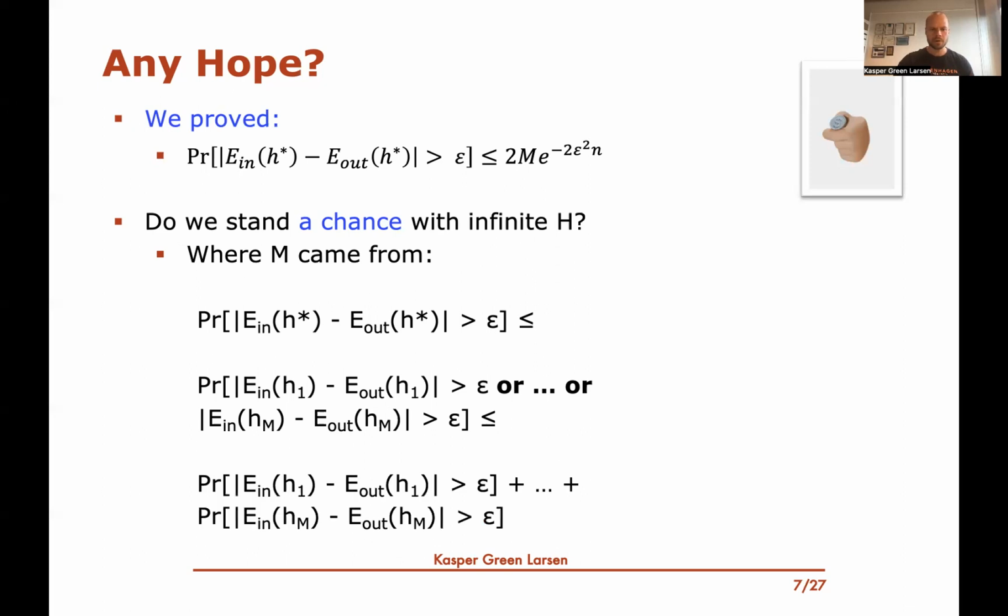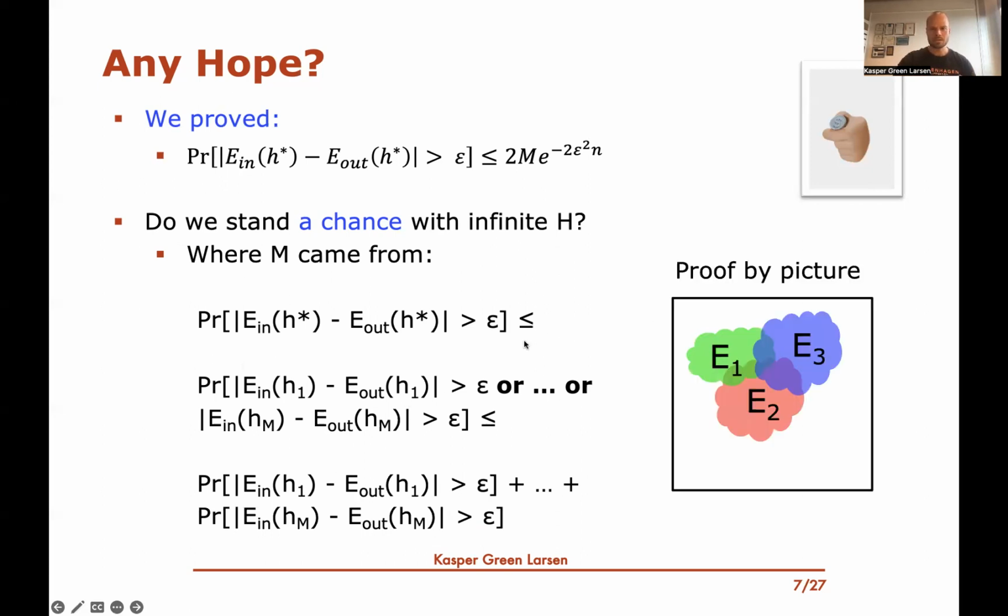So that's where the union bound came from, because we upper bounded the probability of this OR, the probability that the first hypothesis has a far apart in-sample and out-of-sample error, or the second one has a far apart in-sample error and out-of-sample error. We bounded the probability of this by upper bounding it by the sum of the individual probabilities that the first hypothesis has a far apart in-sample and out-of-sample error, the second hypothesis has a far apart in-sample and out-of-sample error, and so on. So we upper bound it by the sum.